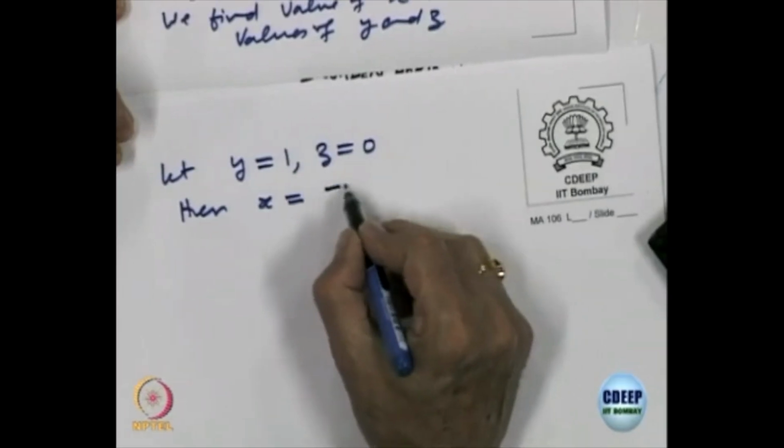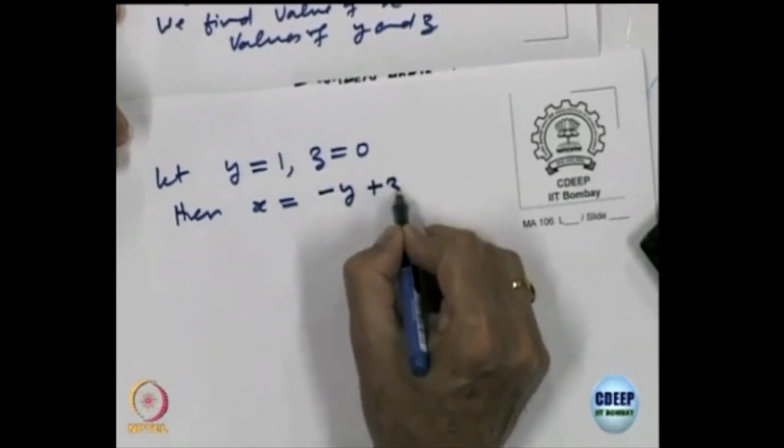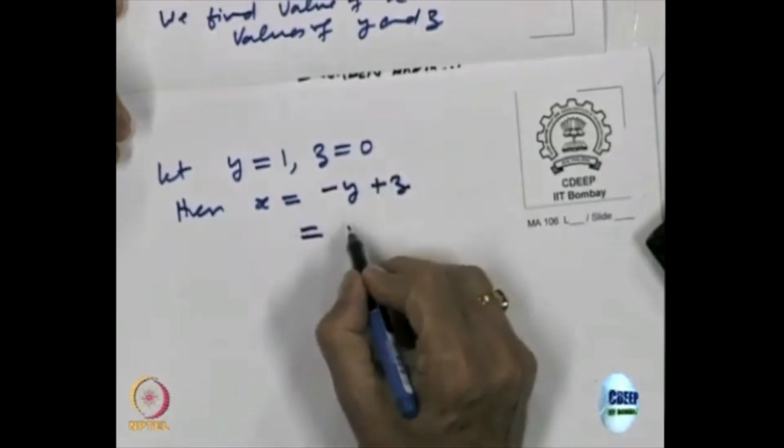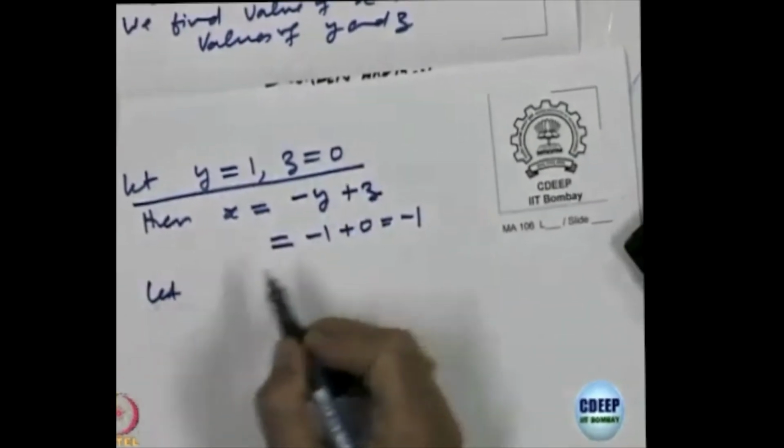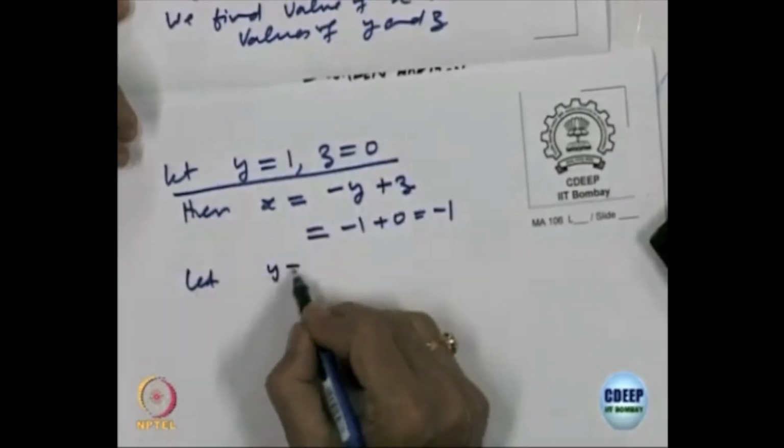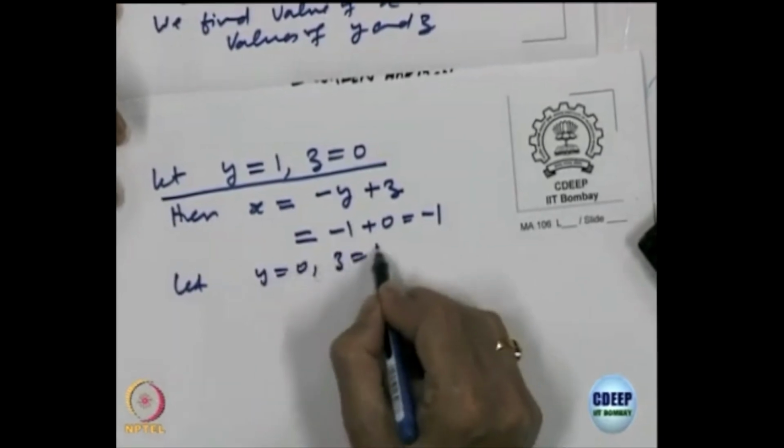So what is y? So x is equal to minus y plus z. So what is that? Minus 1 plus 0, that is minus 1. So that is for this thing. So let us take another value. Let us take y equal to 0 and z is equal to 1.